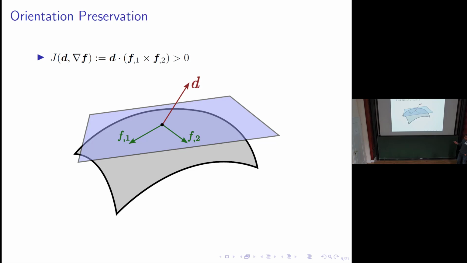And also, I should note that J is sort of a measure of the local volume, because it's like a scalar triple product of these 3 vectors. So in some sense, we don't want the local volume to go to 0. That's what this is saying. Okay, is that clear to everybody? Okay, so let's move on.